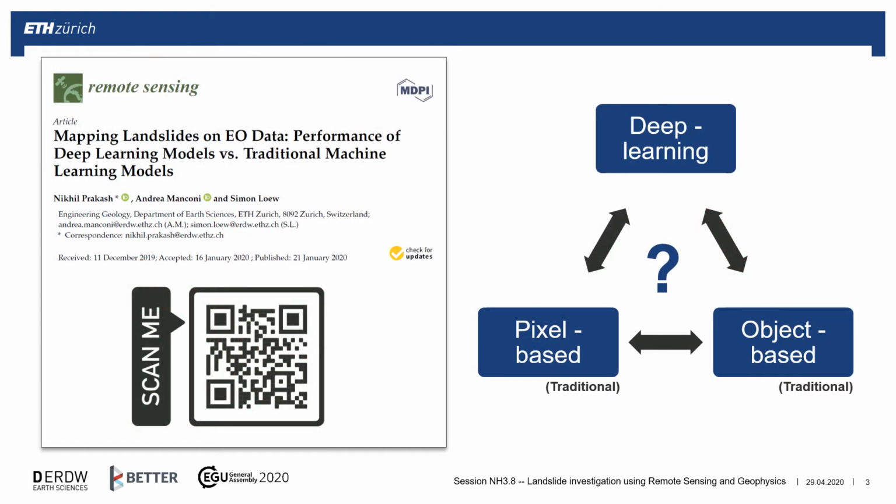The object-based and the pixel-based methods have been widely used to automatically map landslides from EO data. We have developed a new deep learning-based method to map these landslides and have also compared this method to the traditional object-based and pixel-based approaches. The details about the machine learning models and the results can be found in our new Remote Sensing paper which was published in January. You can pause this video now and scan the QR code to directly go to the paper.